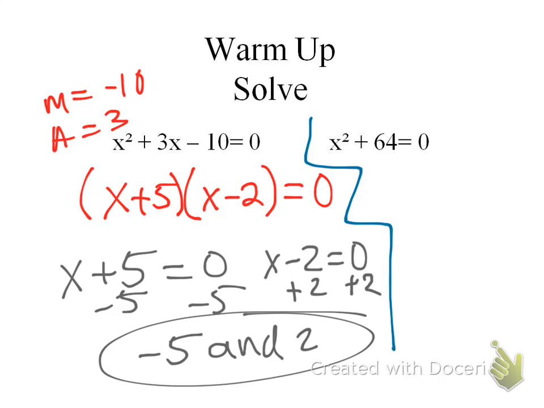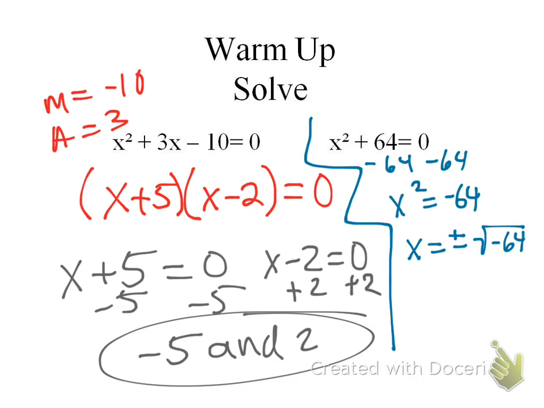Alright, now we can't use the factoring method on the second one because you can't factor it because there's a plus sign. So how would I do this? Subtract 64, good. So I get x squared equals -64. Then what? Take the square root of both sides. When you take the square root of both sides, you get x equals plus or minus the square root of -64, which is what? 8i, because there's a negative in there. Great. What are your questions on this?